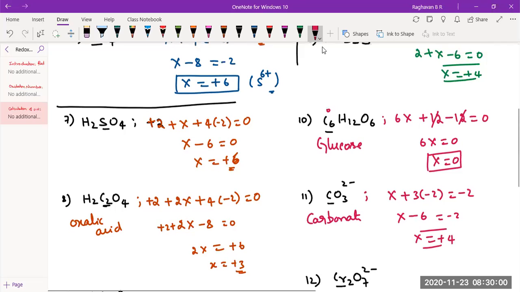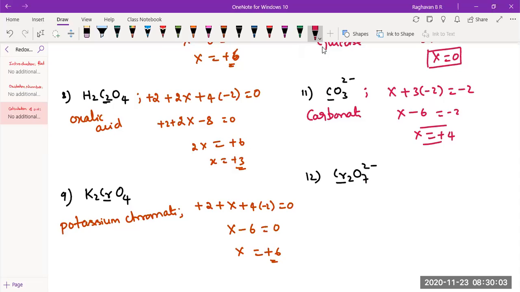What is the name of this ion? Dichromate ion. Exactly. If I keep two potassium here, it is potassium dichromate. You remove those two potassium, it's simply dichromate ion. That's all. So 2x, this will be plus 7 into minus 2 is equal to minus 2. So 2x minus 14, 2x is equal to plus 12. So x is equal to plus 6.